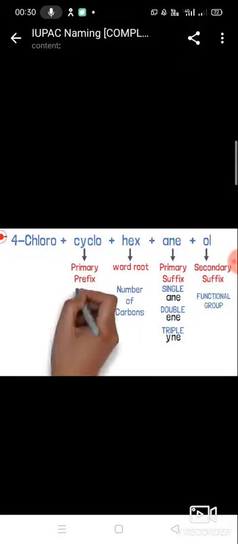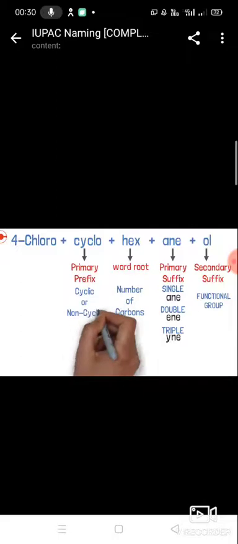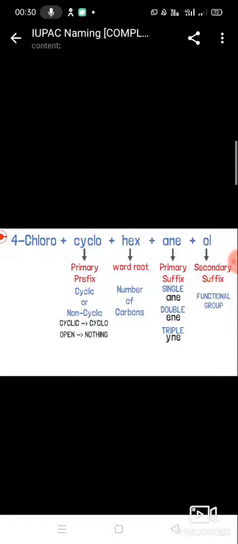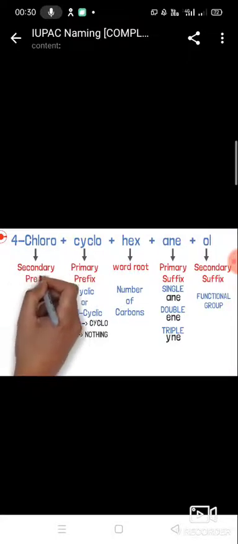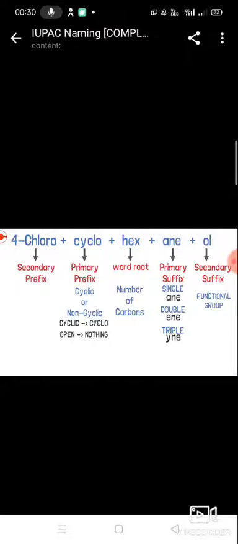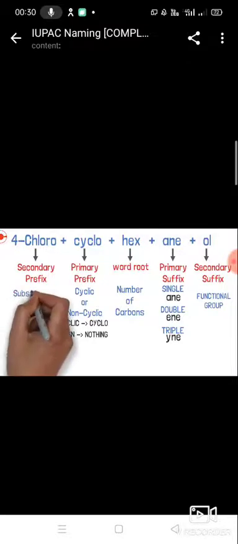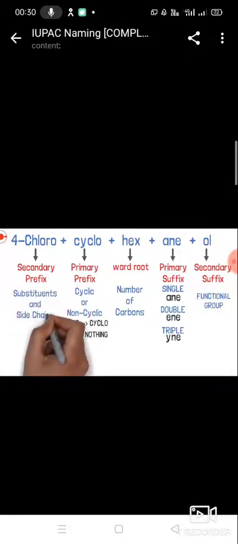Cyclo shows that it's a primary prefix, whether it is cyclic or non-cyclic. Cyclic means cyclo; open means we commonly say it is a common name. Next, the secondary prefix is another substituent. First we have to give substituents and side chains. Secondary prefix is a substituent and side chain. Primary prefix is cyclic or non-cyclic.